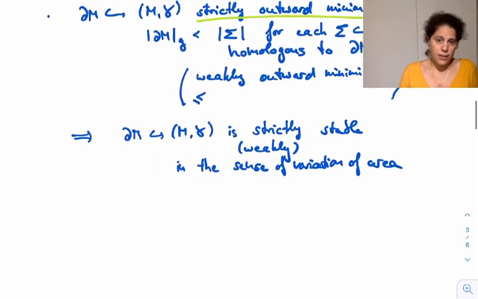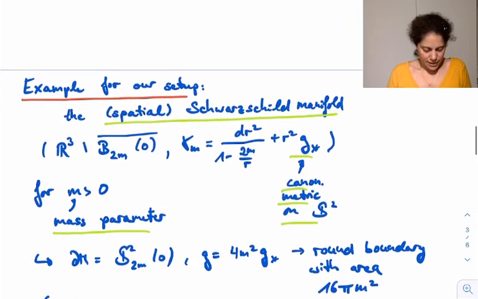It is known that being strictly outer-minimizing for a minimal boundary implies that this boundary is strictly stable, while weakly outer-minimizing implies being weakly stable in the sense of variation of area. So much for the setup.